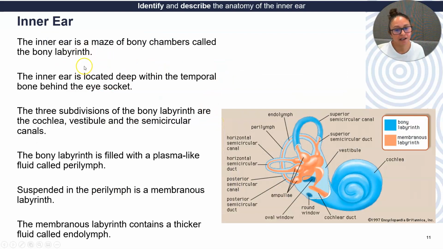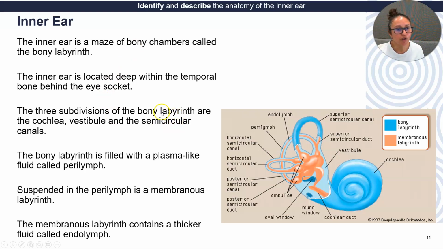So the inner ear. So here we go. This is the mutant snail that I was talking about. You've got the cochlea, and then you've got 3 kind of rings. Okay. So let's have a look and see what's in here. So the inner ear is actually bone. Okay. It's a bone. The chambers are made up of bone.